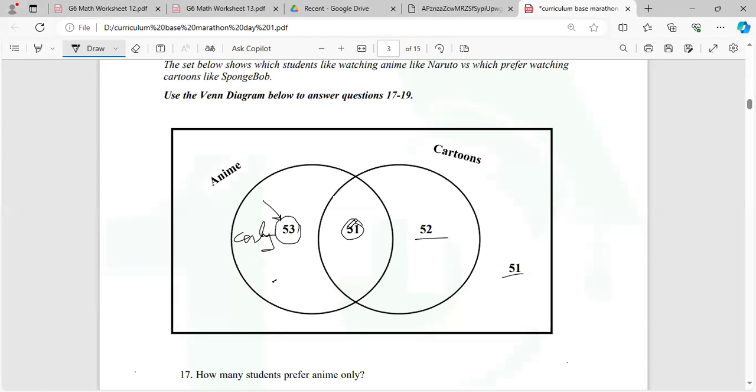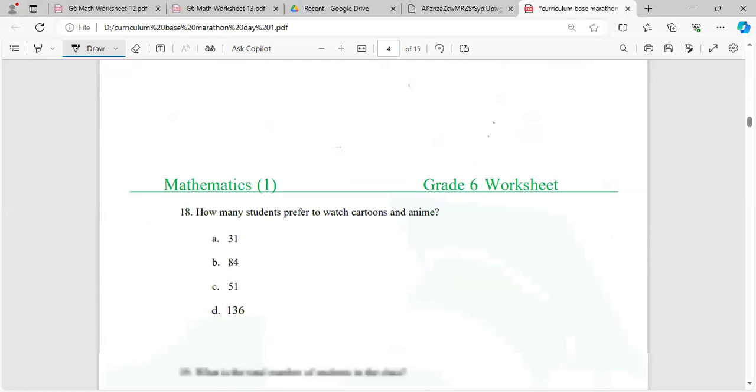So this would have been 31, right? These prefer both anime and cartoon. So these are the both. Excuse me, sir. Yeah man, go ahead. So my answer is 84 because basically we just add the 53 plus 31. I think they want who like both, you know. I was saying the same thing. I think it would be 31, and not 84.